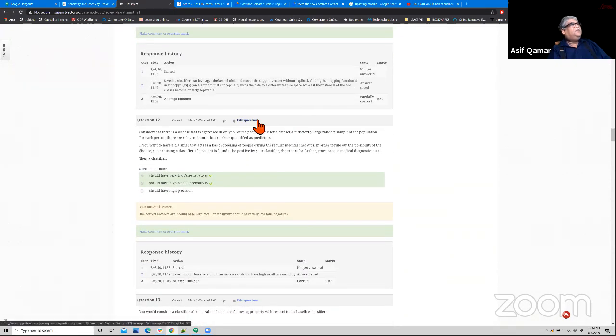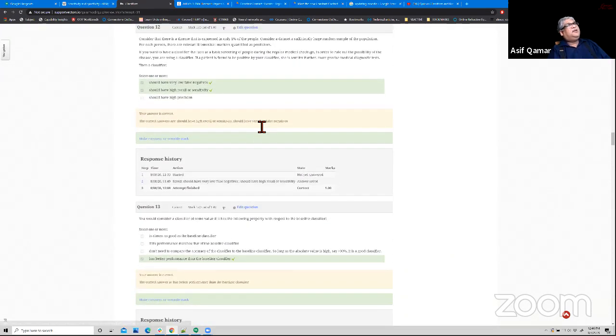That was for review. So this problem is something I sort of told you the story of a quack in the class. Suppose you have a disease that's expressed in 1% of the people. Consider a data set that is a sufficiently large random sample of the population. For each person, there are relevant biomedical markers quantified as predictors.